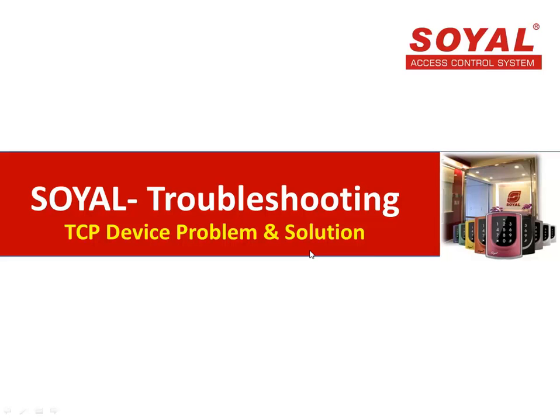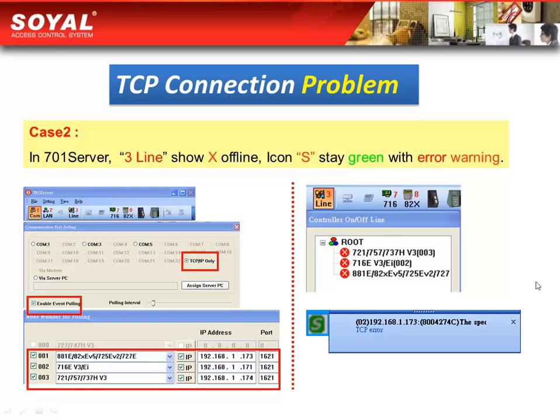Fourth topic, TCP device problem and solution. Here is case 2 for a TCP connection problem. The customer insists his setting in 701 server is correct, but device shows offline.